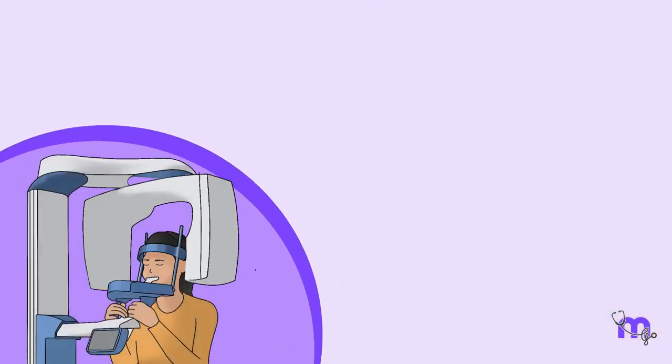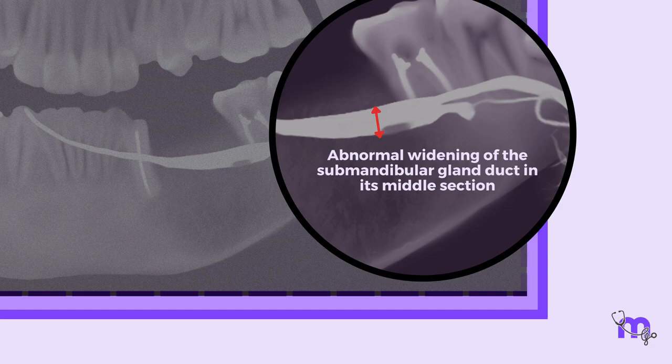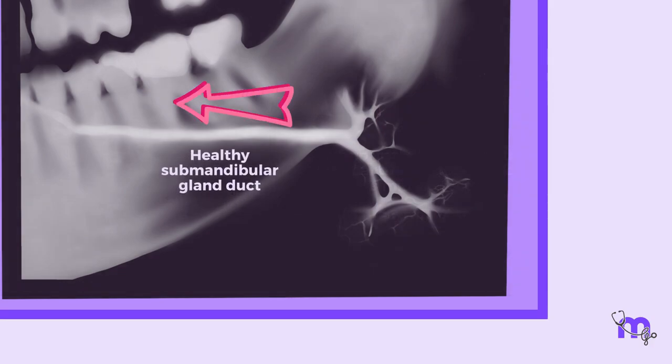Following the contrast injection, I took an OPG. The radiograph revealed an abnormal widening of the submandibular gland duct in its middle section. In this area, the duct measured more than 6 millimeters wide, which is significantly larger than normal. A healthy submandibular gland duct typically measures around 3 to 4 millimeters and gradually narrows towards the end.